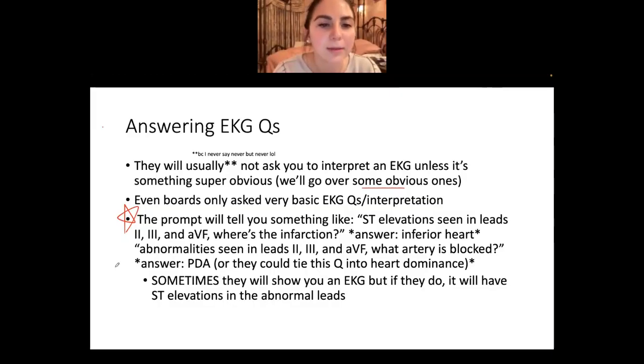Or they can say these abnormalities were seen in 2, 3, aVF, which artery is blocked? That's going to be your posterior descending. Or they tie into heart dominance: you should know the PDA in 90% of people gets fed off of the RCA, so this is an RCA question. Sometimes they will also just show you an EKG instead of saying there's ST elevation in 2, 3, aVF, and you have to pick out that here's 2, 3, aVF, there are ST elevations. Usually it'll be obvious what they're trying to do. I'll show you the 2, 3, aVF STEMI EKGs.